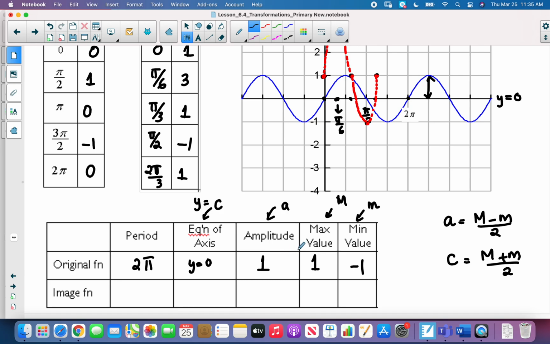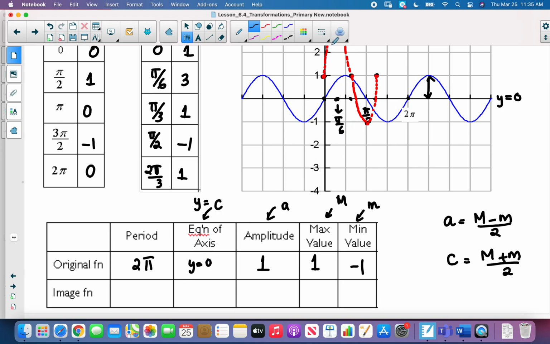So in our function, if we did M minus m, sorry, 1 minus -1, you get 2 divided by 2, which is 1. So our amplitude is 1. And our equation of axis is M plus m divided by 2. So 1 plus -1, which is 0, divided by 2, which is 0. So our equation of axis is 0.